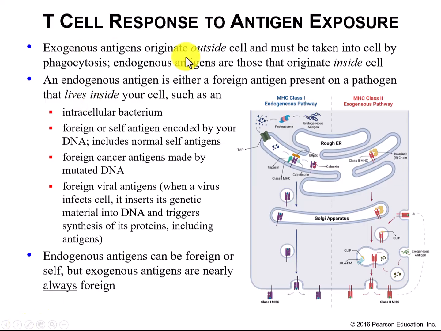So the exogenous originates outside the cell, must be taken into the cell by phagocytosis, and then added to the MHC complex. Whereas endogenous is either a foreign antigen present on a pathogen that lives inside your cell, such as an intracellular bacterium or a virus, or a cancer cell, because your DNA is mutated so it is no longer a self-antigen. These would all be considered endogenous antigens.